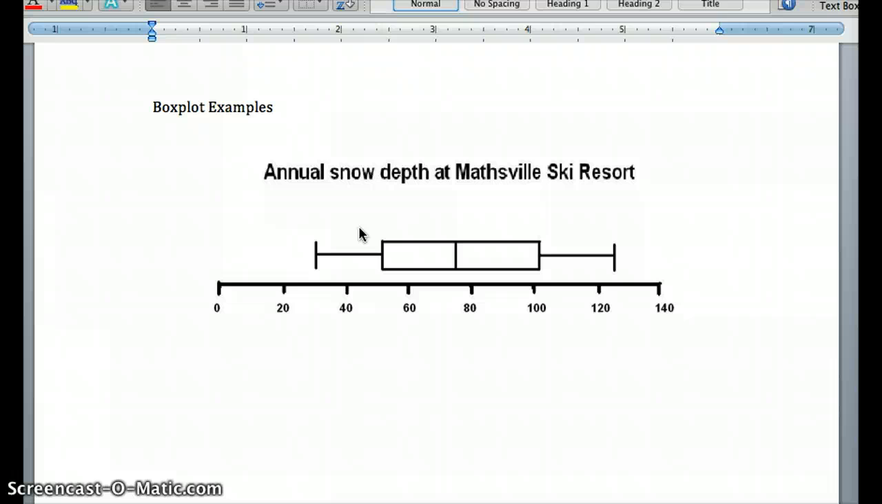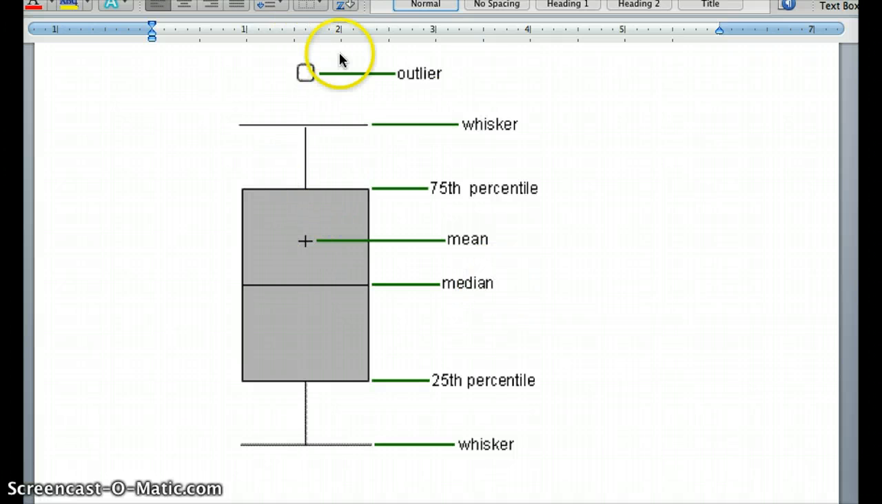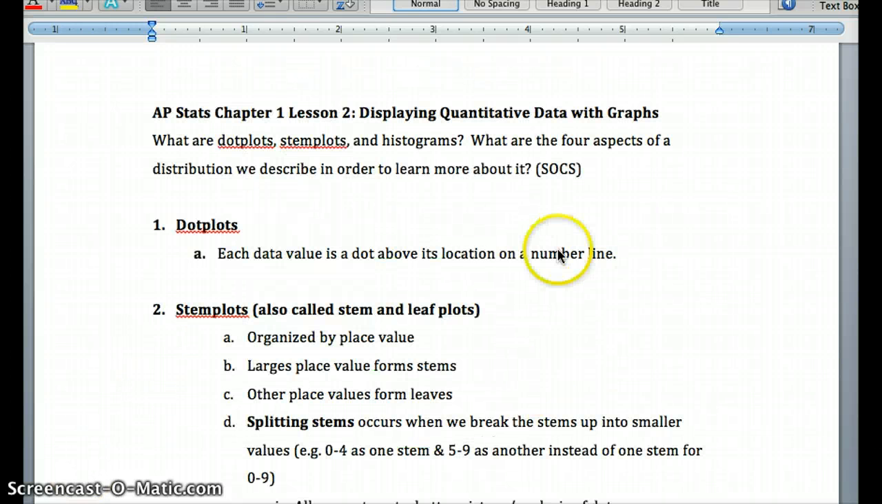If we had outliers, meaning values that fall far enough away from the rest of the data, then they'd be marked with an asterisk or an X on the left and on the right. You can also use a vertical representation for your box plot. So this shows you the whisker for the minimum, the 25th percentile, meaning a quarter of your data is here, our median, our third quartile, meaning 75% of the data falls below that, and a quarter falls above, and then the maximum. This is an outlier. Here they mark it with a square. We're going to be using an X or an asterisk. So dot plots, stem plots, histograms, box plots are all good ways to represent our data.